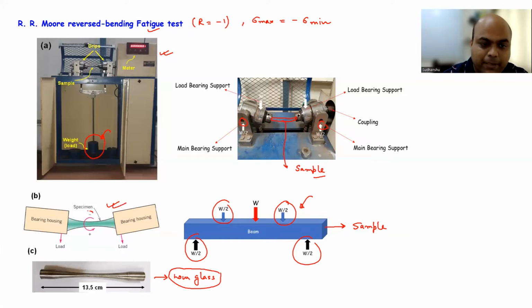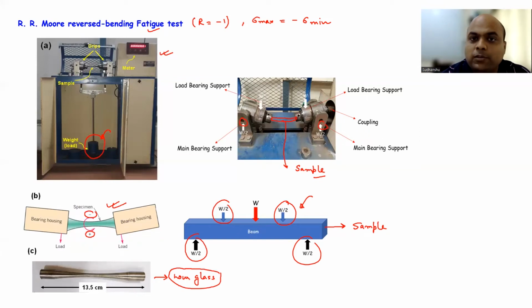If you see, the top part is always in compression and the bottom part is always in tension, and since you are rotating, each point on the sample is continuously going through positive and negative stresses. Okay, and that is how we get R equal to -1, and this is called reversed bending fatigue test or RR Moore type fatigue test. Okay, so remember this is only for R equal to -1.